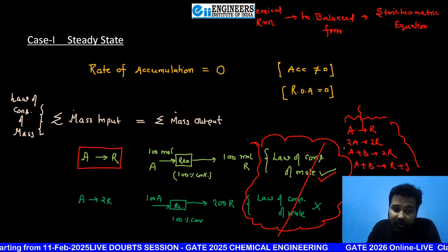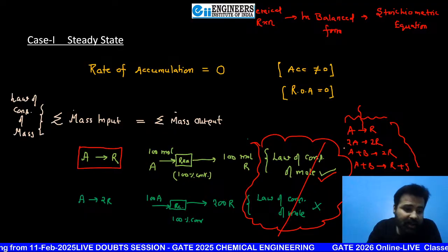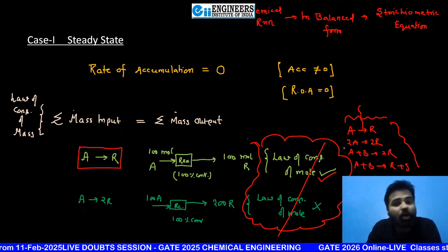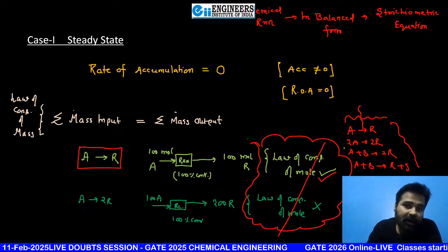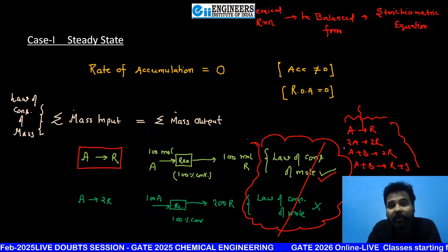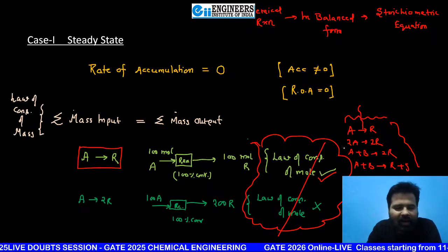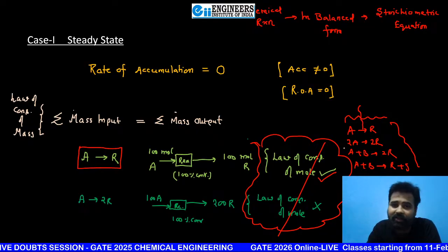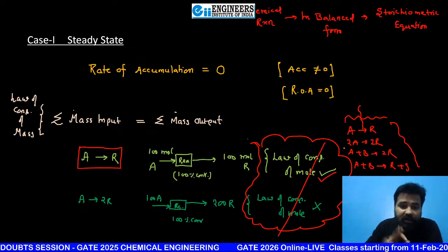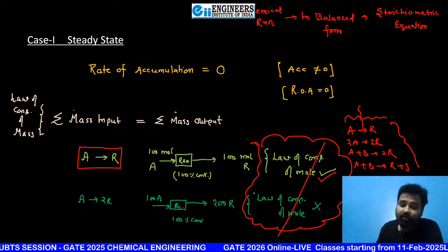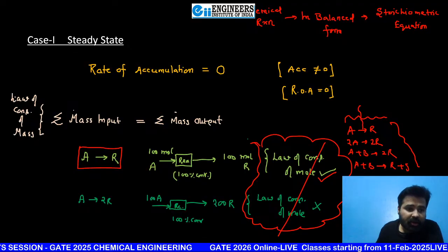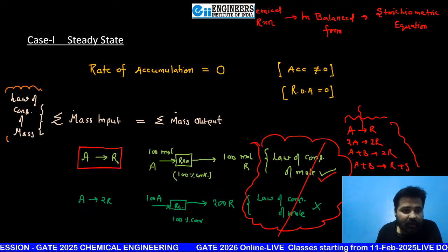But if moles are changing during the reaction, like A is forming 2R, or A plus B is forming R, or 3A is forming R, or 2A plus B is forming 2R, in these cases you can't apply the law of conservation of moles. But the law of conservation of mass is applicable everywhere.